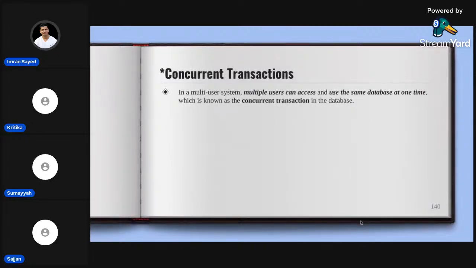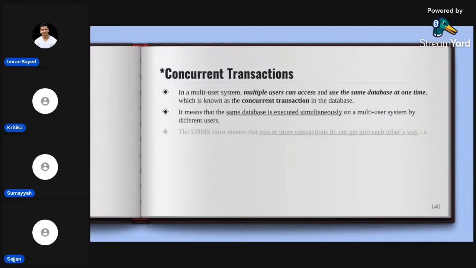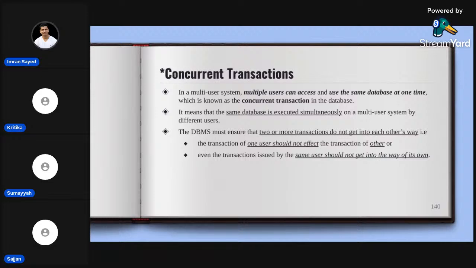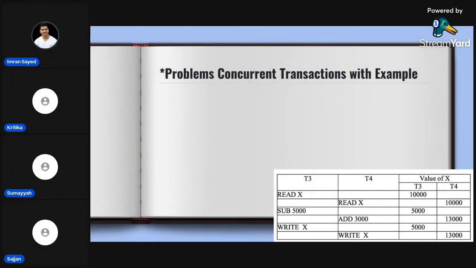Again, recap on the concurrent transactions. In a multi-user system, multiple users can access the same database at the same time, which is known as concurrent transaction in database. It means the same database is accessed simultaneously on a multi-user system by different users. The DBMS must ensure that two or more transactions do not get into each other's way. That is, the transaction of one user should not affect the transaction of the other, and even the transactions issued by the same user should not get in the way of its own.